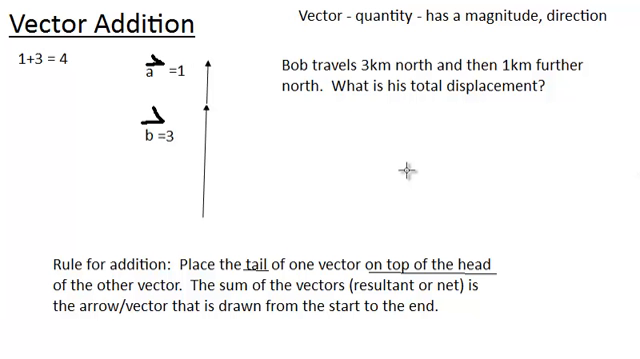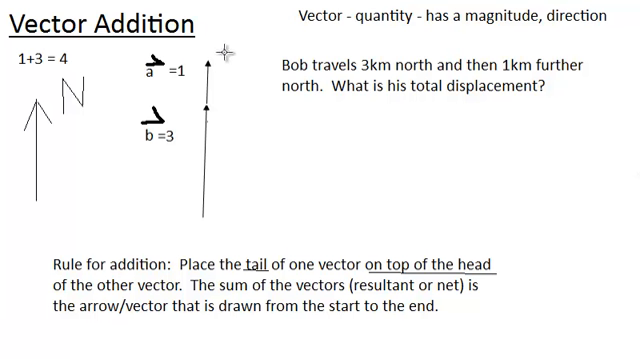Okay, so here is an example. Bob travels 3 kilometers north and another 1 kilometer north. And what is his total displacement? So let's use this diagram. We also need a reference. We always need a reference, like where is north. So we're going to say that north is in the up direction, because it just makes sense. So that's north.